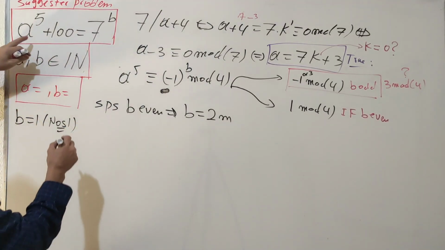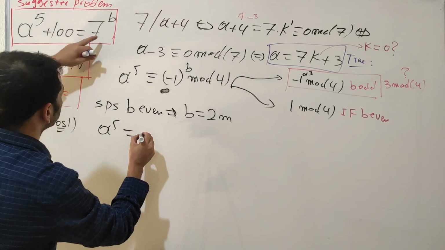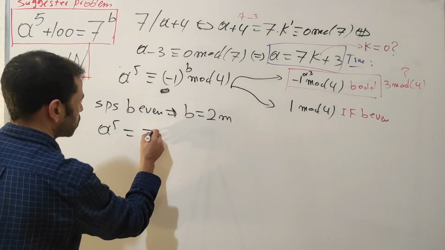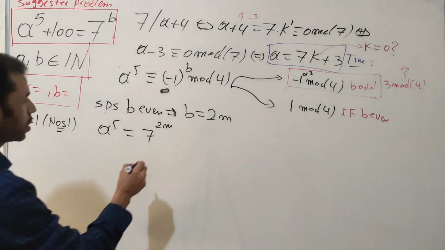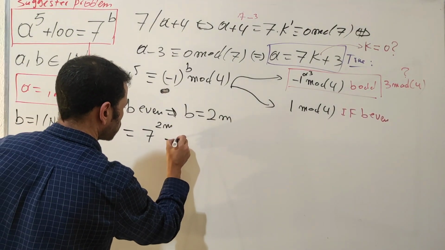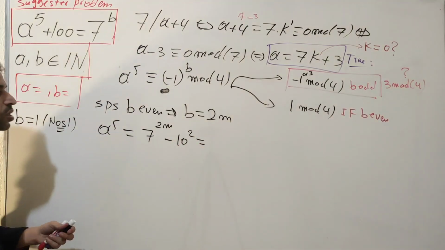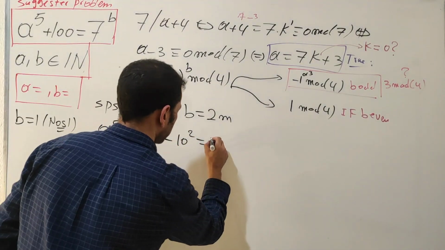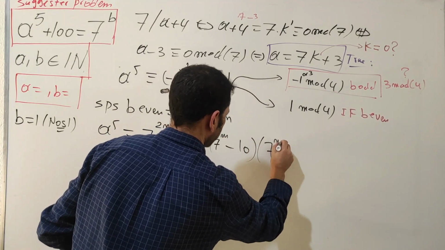So I will have the following. I will have e to the 5th, which equals 7 to the B, and I'm going to replace with this one. I will get 7 to the 2m. Let's move this 100 over to the right and put it on the first side, and also I'm going to put it on this form, 10 squared. So it's clearly giving us a difference of two squares, which factors as 7 to the m minus 10 times 7 to the m plus 10.